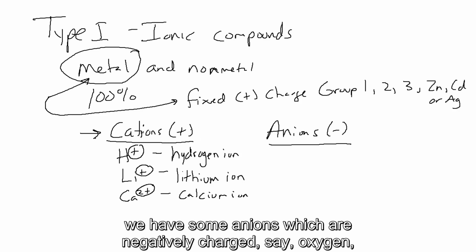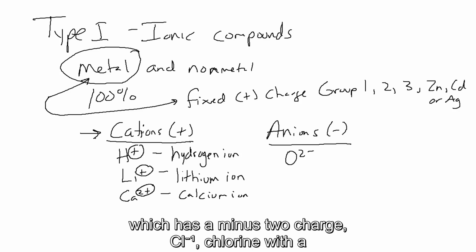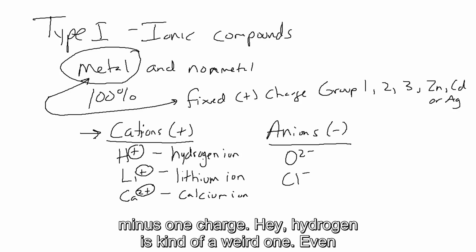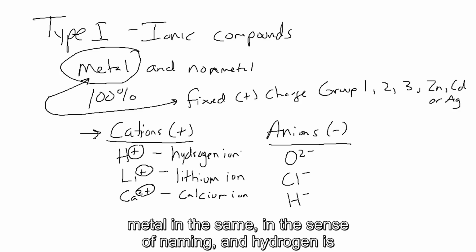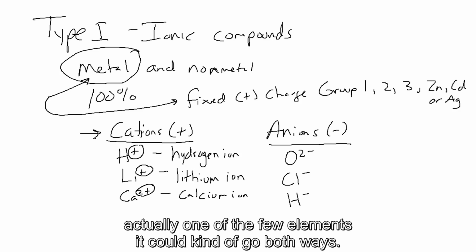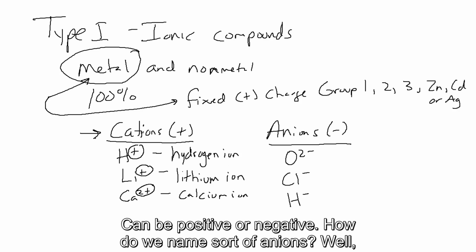Now, if we have some anions, which are negatively charged, say oxygen, which has a -2 charge, Cl-, chlorine with a -1 charge. Hydrogen is kind of a weird one, even though it's a non-metal. It's kind of treated like a type 1 metal in the sense of naming. And hydrogen is actually one of the few elements that can go both ways. It can be positive or negative.